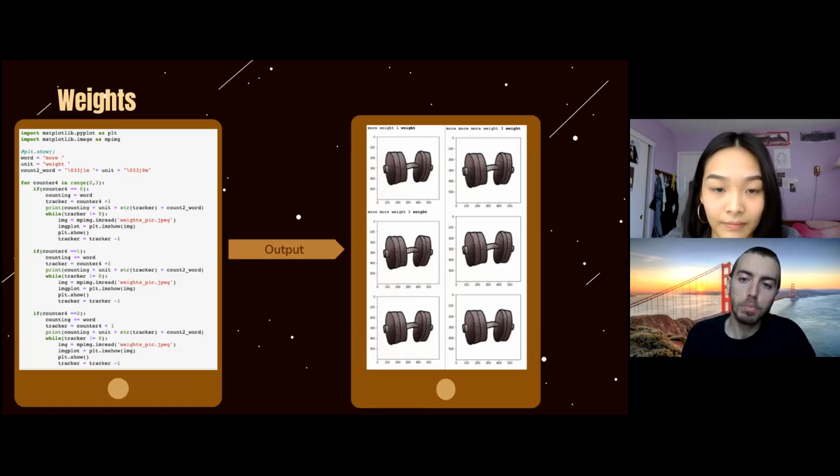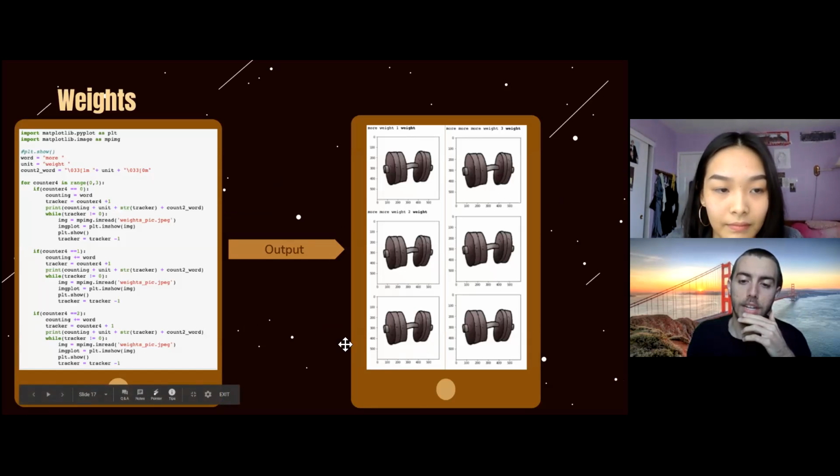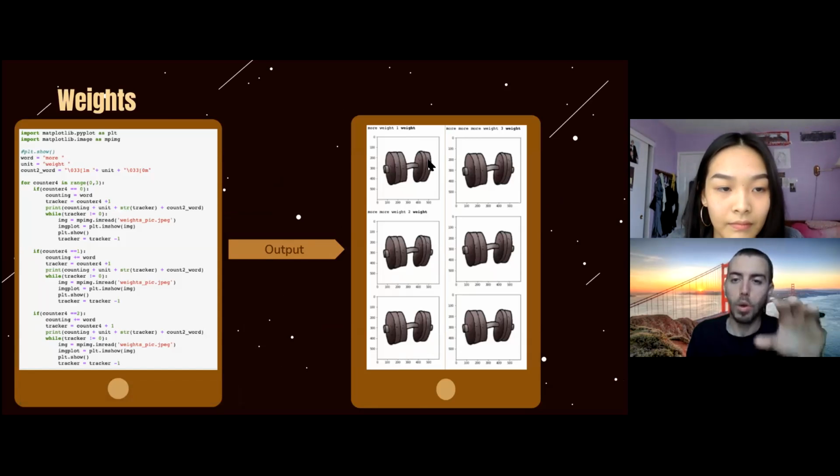So we do this by describing quantities of weight along with pictures. As you can see here on the right, we have a quantity of 1 pair of dumbbells, and that corresponds to 1 weight. But then you can have a quantity of 2 pairs of dumbbells, and that corresponds to 2 weights.